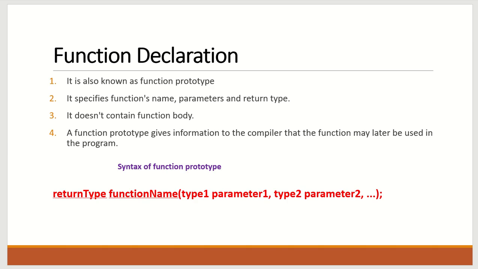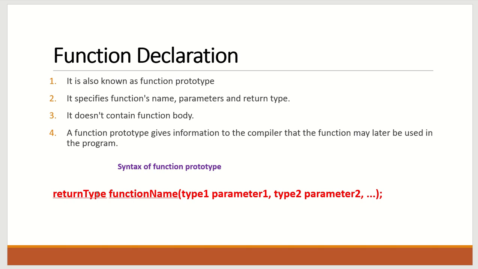So what is the meaning of the function declaration? That is the first thing. It is also known as function prototype. It specifies your function name, parameter and also the return type. It does not contain function body. It is only declaration, no function body. Fourth point, a function prototype gives information to the compiler that the function may later be used in your program. So here is the syntax for the function prototype or function declaration.